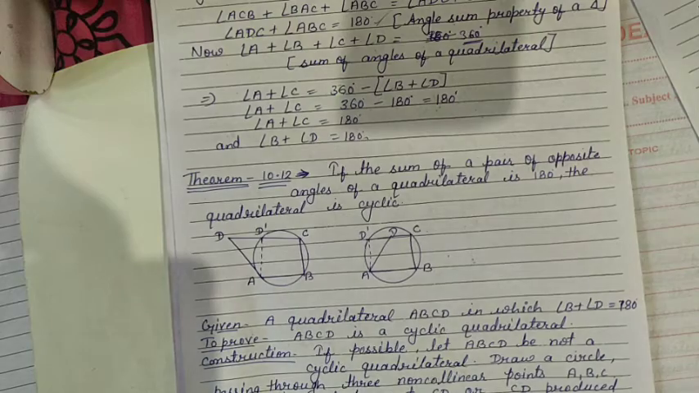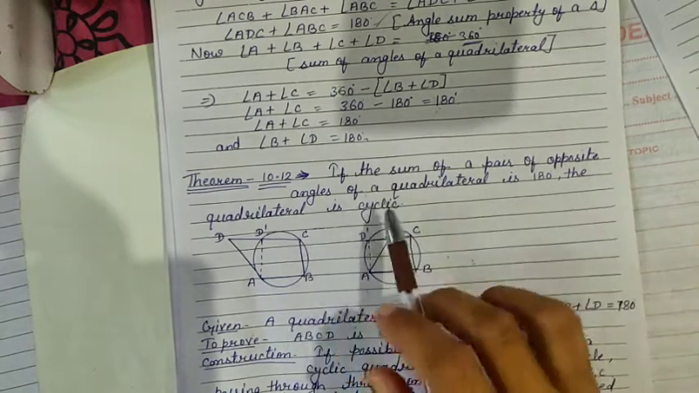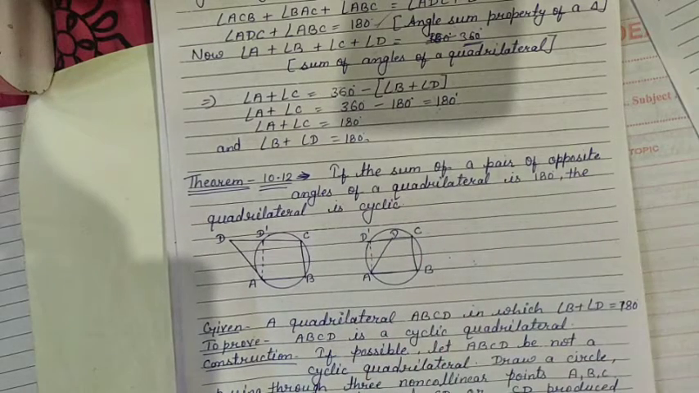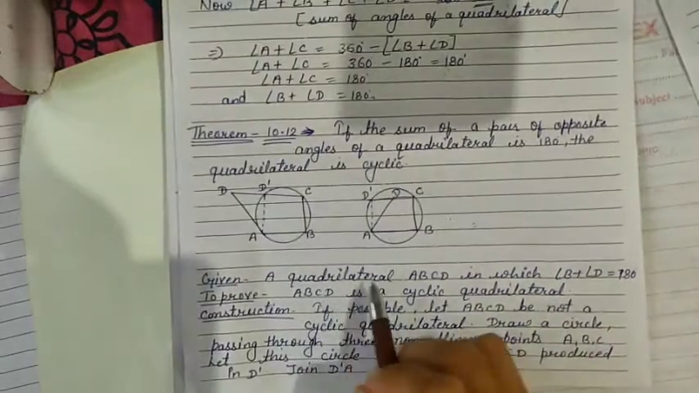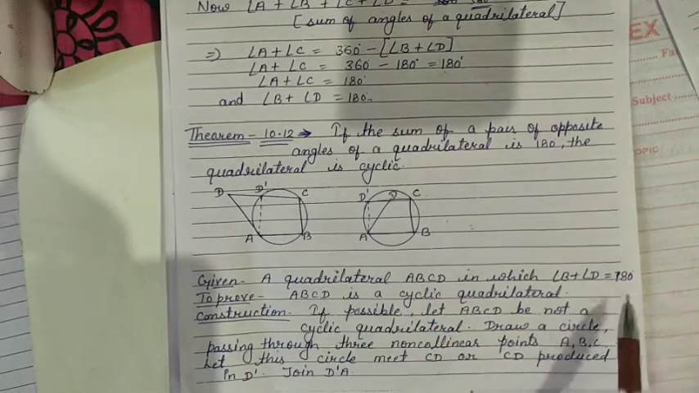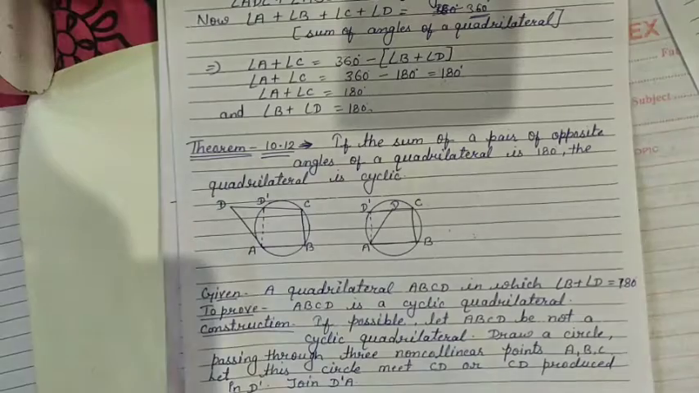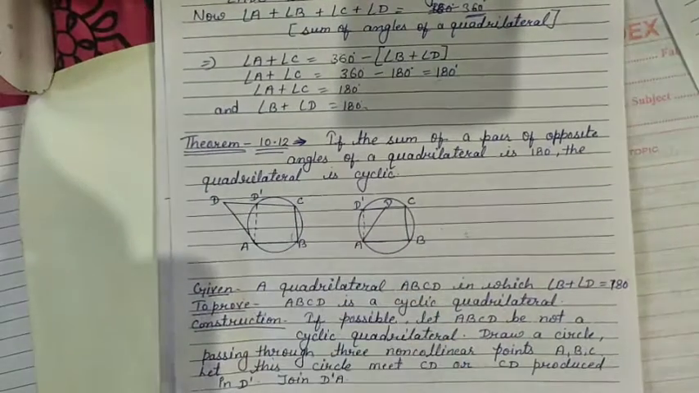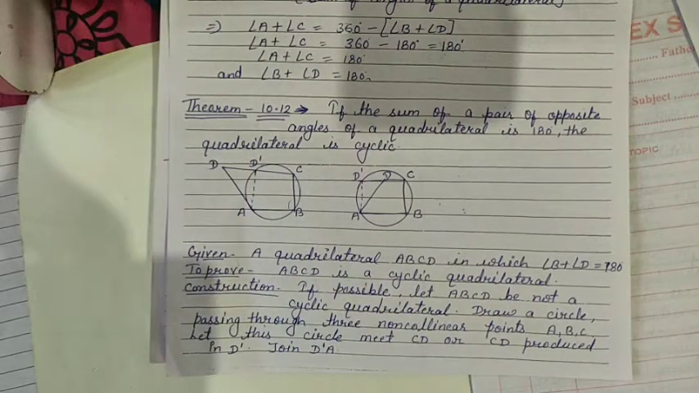Now theorem 10.12: if the sum of a pair of opposite angles of a quadrilateral is 180 degrees, then the quadrilateral is cyclic. What is given? A quadrilateral ABCD in which angle B plus angle D equals 180 degrees. Let this be a quadrilateral ABCD whose opposite angles sum to 180 degrees, and we have to prove that ABCD is a cyclic quadrilateral.